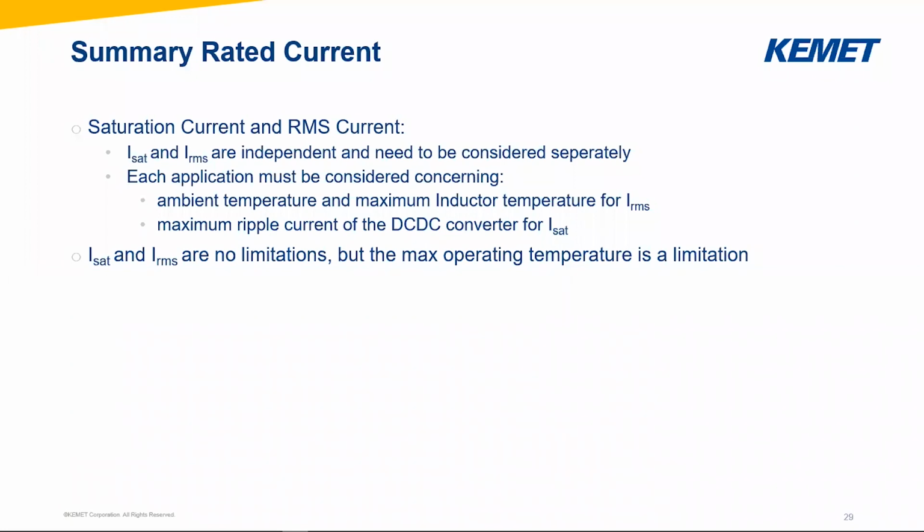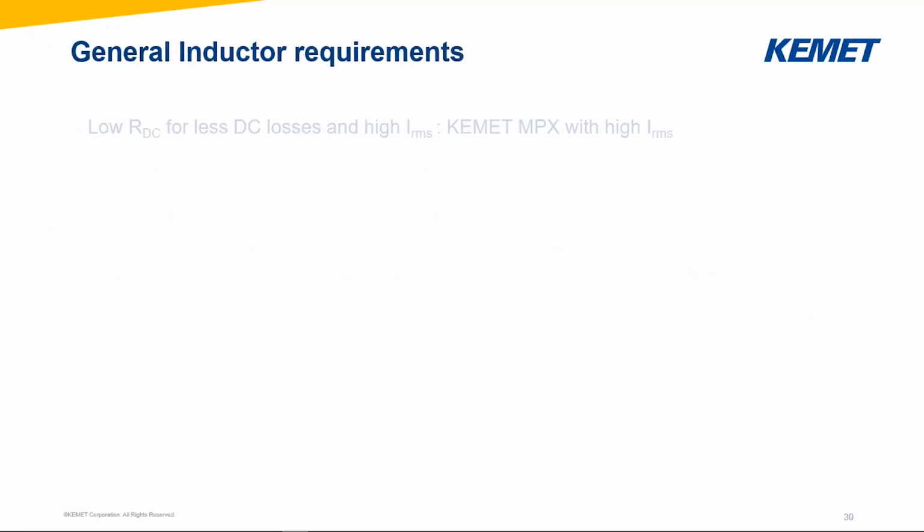And please keep in mind, ISAT and IRMS are no limitation. There are no maximum values. The only maximum value we are giving, or one of the maximum values, is the maximum operating temperature. And this is the limitation. And therefore, you need a low RDC. This is important for less DC losses and high IRMS.